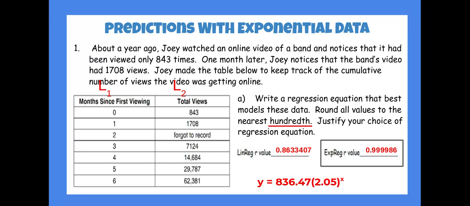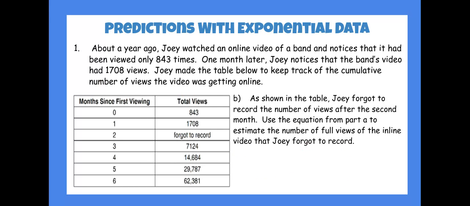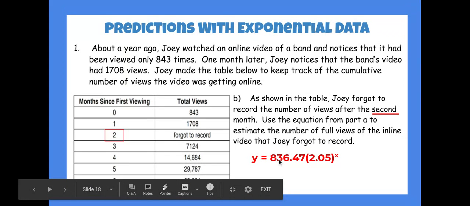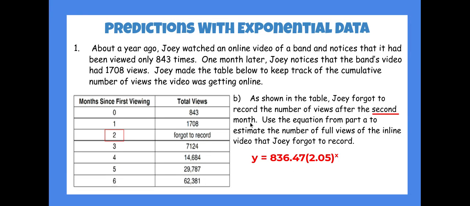So that was the first part, and again, this was a Part 2 Regents question. The next part said, as shown in the table below, Joey forgot to record the number of views after the second month. Using your equation from part A, estimate the number of full views of the online video that Joey forgot to record. So we're going to write our equation down. Our equation is y equals 836.47 parenthesis 2.05 to the x. Now they want us to find what the second month would be.